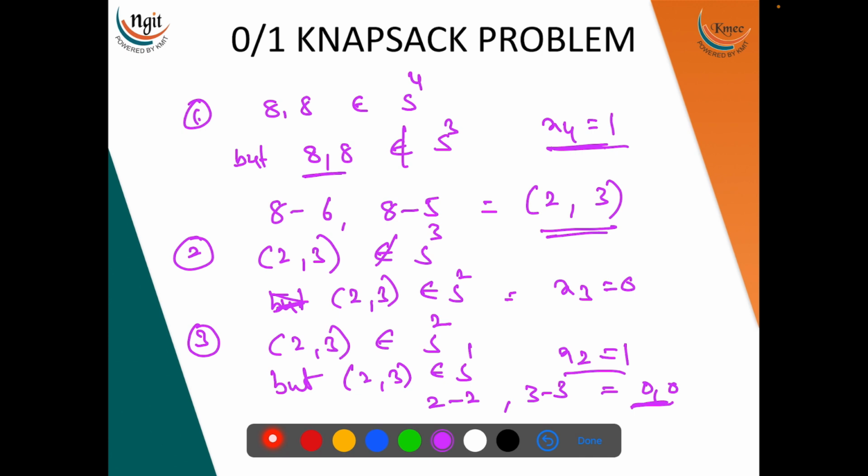So finally, out of these 4 items, the items we placed are the x4 item and the x2 item. So this is the 0/1 knapsack problem, and I have explained the sets method and the tabulation method using dynamic programming. These are the sequence of decisions to place the items inside the bag.